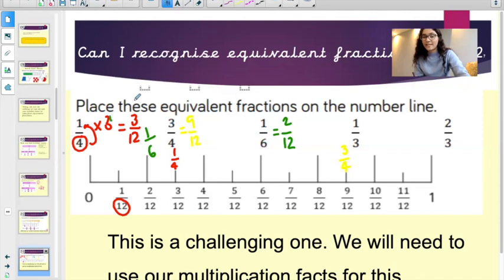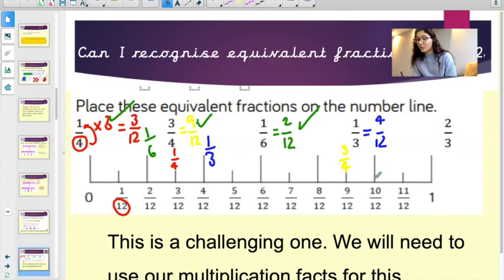So as you can see, I've placed this fraction on the number line. Where would you place this one? Have a little think. I would put it here. Because in order to get from 3 to 12, you do 3 times 4. So do 1 times 4, because you do the same to the top. That's 4 out of 12. So I look for that fraction and I write the equivalent, which is 1/3.